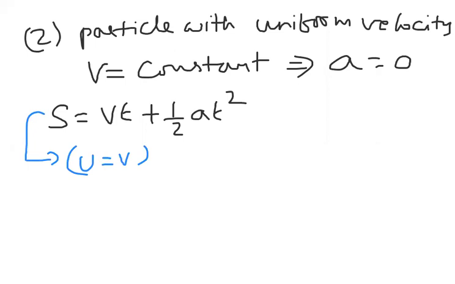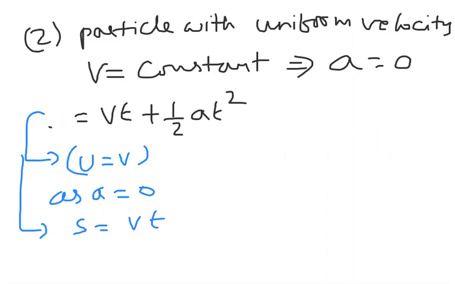So as the acceleration is zero, I can write S is equal to Vt. Generally I am drawing the graph for x and t, so instead of taking S, let me take it as x. X is equal to Vt.